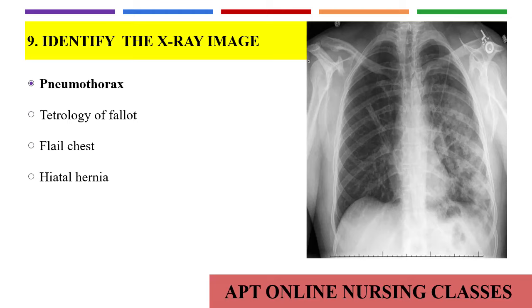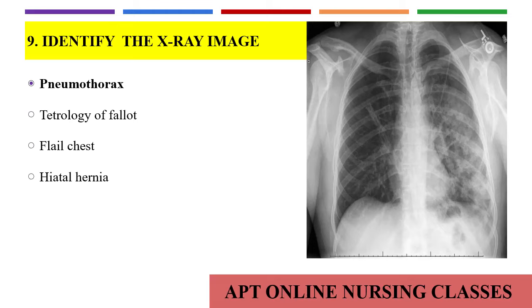The next question is question number 9, and there is an image given and we have to find out what kind of x-ray image this condition is of. For this, we can see the ribs and it is a chest x-ray, so this condition is pneumothorax.